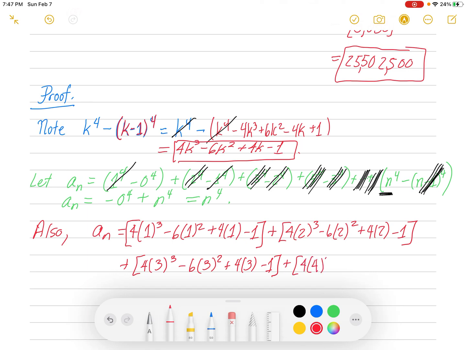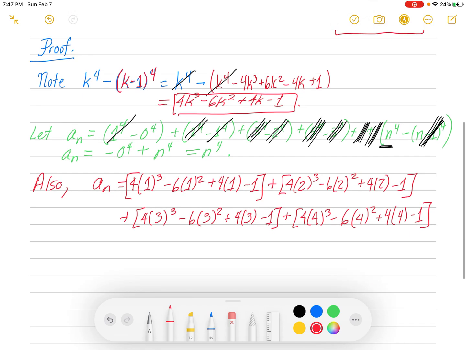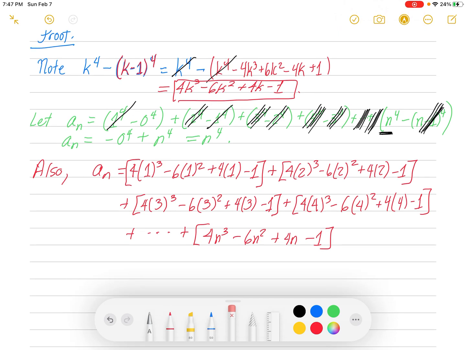4 times 4 cubed minus, right? That's a minus. Minus 6 times 4 squared plus 4 times 4 minus 1. So that's plugging in 4, and you keep going. Dot, dot, dot. You keep going. So we plugged in 1, 2, 3, 4 for k. Now we're going to plug in n for k. So we're going to have 4 times n cubed minus 6 times n squared plus 4 times n minus 1. Okay, so that's plugging into the right-hand side there: 1, 2, 3, 4, all the way up to n, and adding those together.